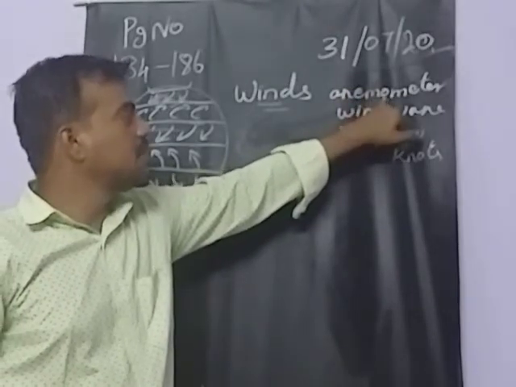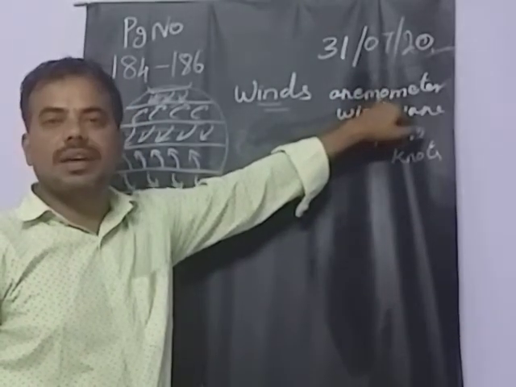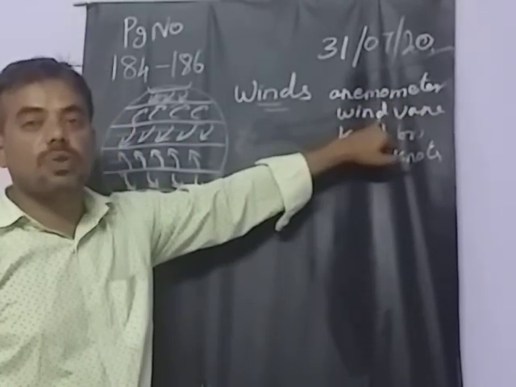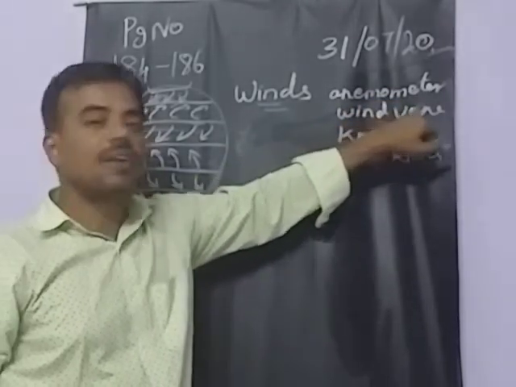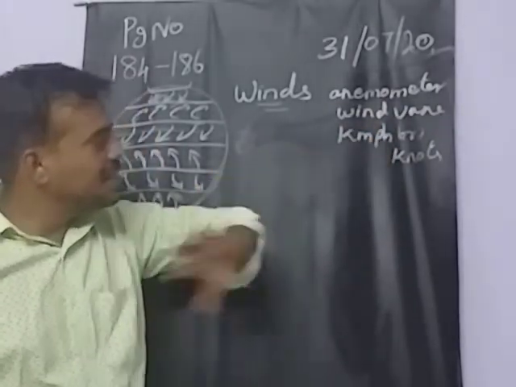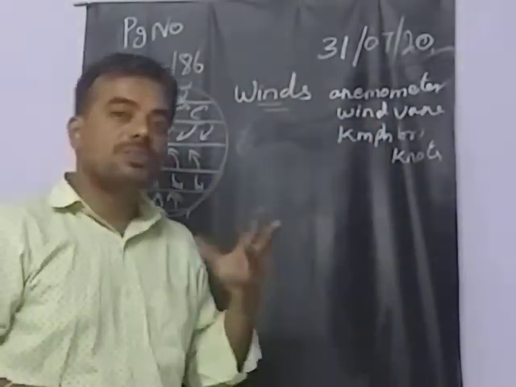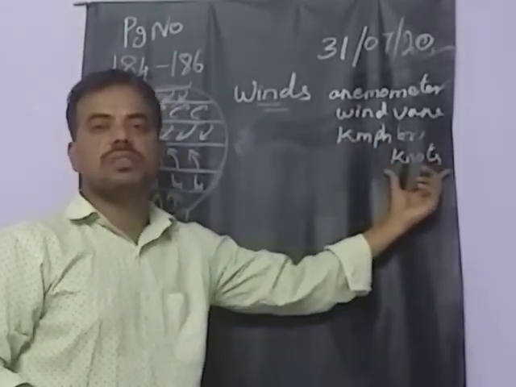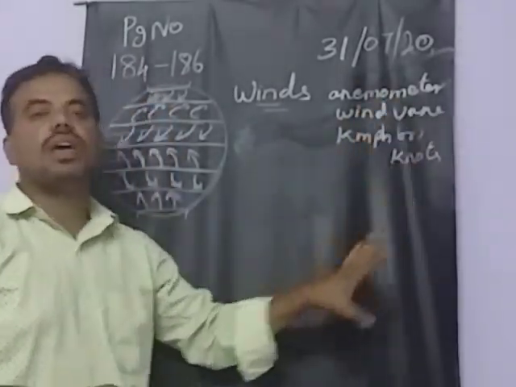So the anemometer is an instrument that measures the speed of the wind, and from which direction it is blowing we get with the help of the wind vane. The speed is based on kilometers per hour or otherwise knots. So these are all the basic concepts of the winds.